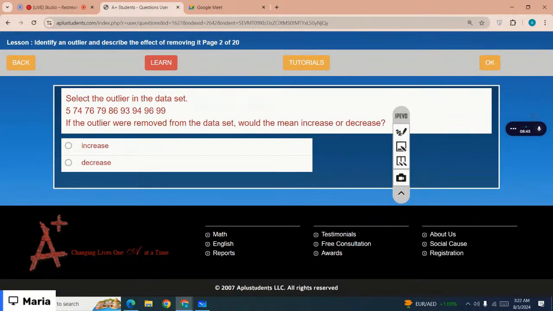Select the outlier in the dataset. If the outlier were removed from the dataset, would the mean increase or decrease? Which is the correct option? 5 is the outlier, and 5 is the smallest number compared to the other numbers. So if you remove the outlier 5, then the mean is increased. The correct option is increased.